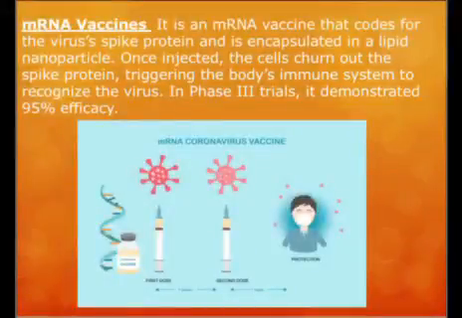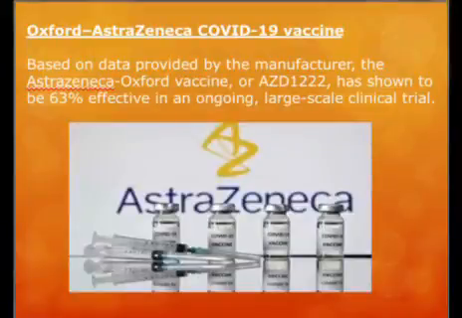mRNA vaccines. It is an mRNA vaccine that codes for the virus spike protein and is encapsulated in a lipid nanoparticle. When injected, the cells crumb out the spike protein, triggering the body's immune system to recognize the virus. In phase 3 trials, it demonstrated 95% efficacy. Oxford AstraZeneca COVID-19 vaccine. Based on data provided by the manufacturer, the AstraZeneca Oxford vaccine, or AZD1222, has shown to be 63% effective in an ongoing, large-scale clinical trial.